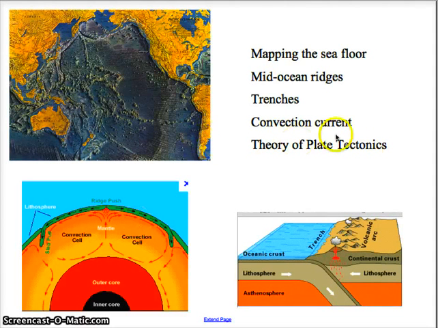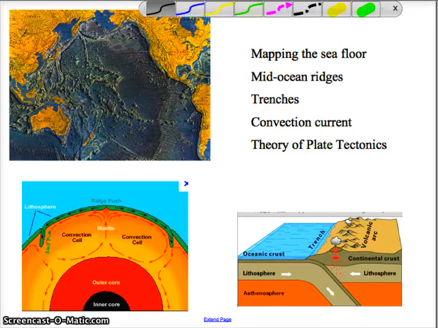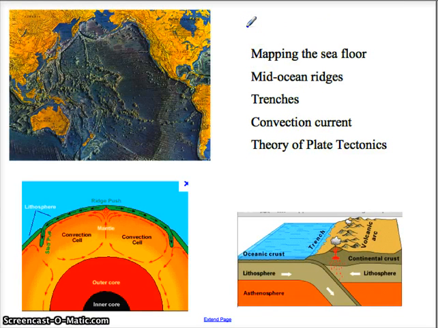Today we're going to talk about how we ended up getting to the actual theory of plate tectonics. You may remember that we had Wegener, who came up with the theory that these continents were moving apart. And you may remember that the scientific community really didn't agree with Wegener. This was way back in the early 1900s, but something happened in the 1950s that made scientists believe Wegener a little bit more. What happened was they started mapping the ocean floor.